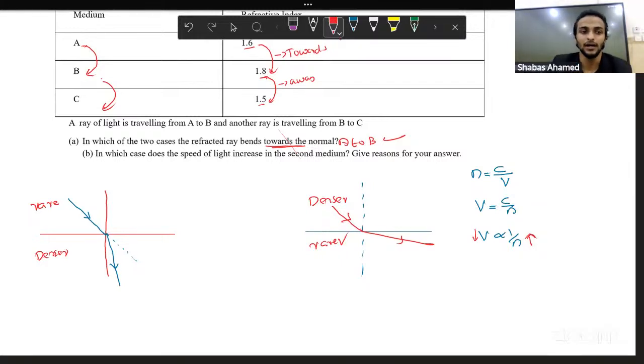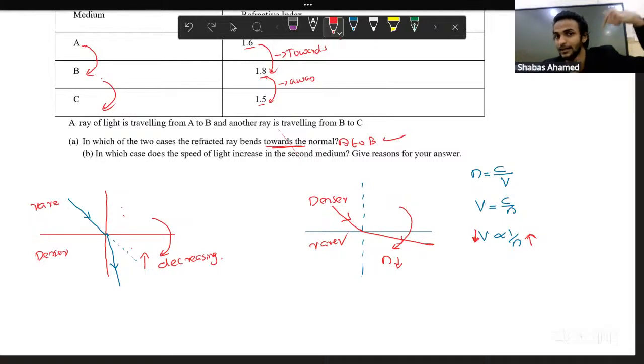So here, when it is traveling from a rarer medium to a denser medium, the refractive index is increasing, and in that case the speed of light is decreasing. So in this transition, the speed of light is decreasing. But here, when it is traveling from a denser medium to a rarer medium, the refractive index is decreasing. If the refractive index is decreasing, it means the speed of light will be increasing. So we can say here the speed of light is increasing.